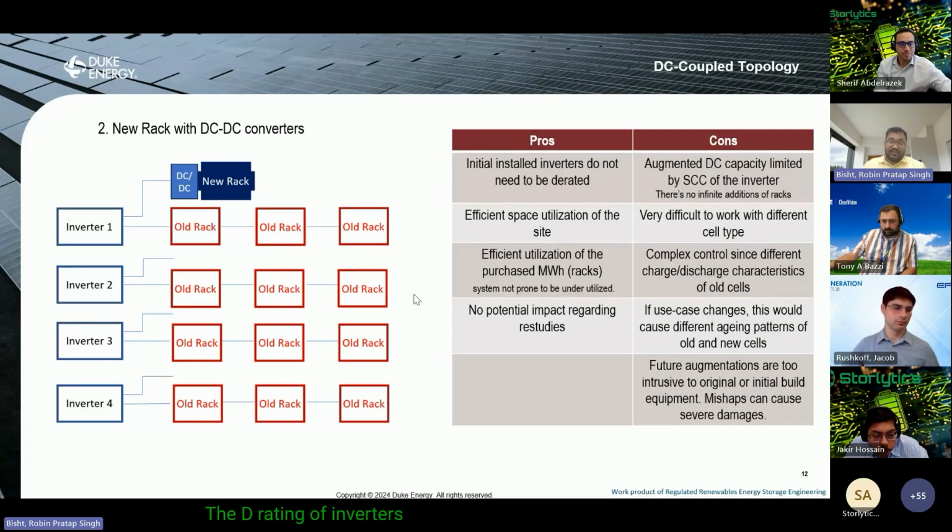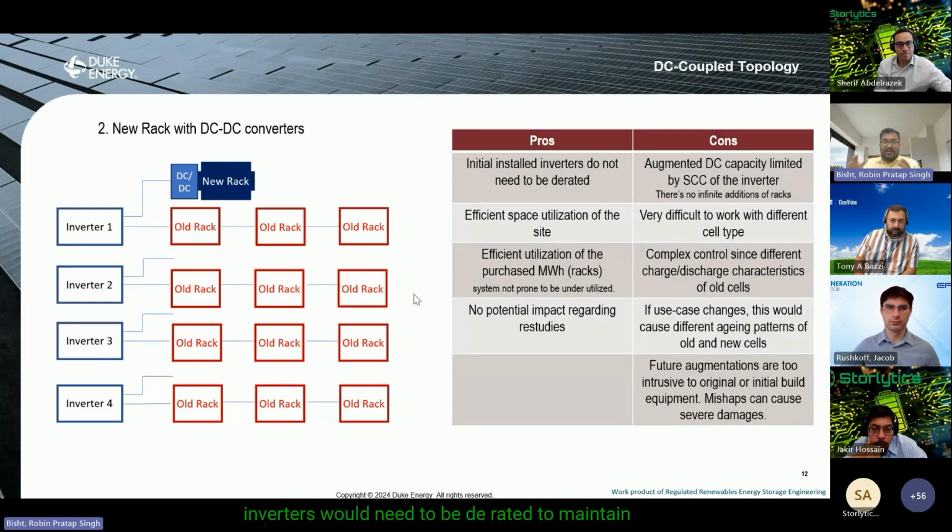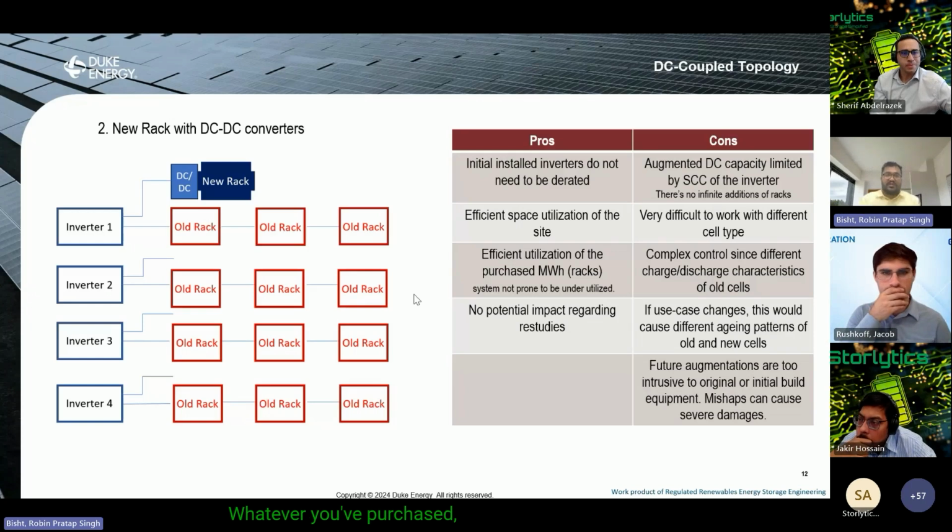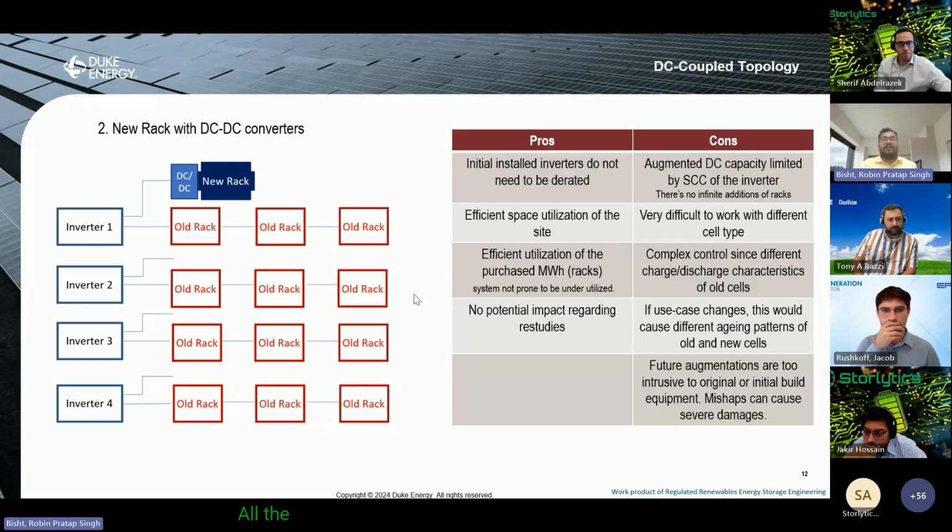The derating of inverters is another thing that you don't have to do, compared to AC augmentation, where if you're adding more inverters, the initial installed inverters would need to be derated to maintain the capacity. So DC augmentation basically lets you use the full potential of your inverters. That's one big bonus. And efficient utilization of your megawatt hours, right? Whatever you purchase, you can really squeeze out all the value from the megawatt hours installed, compared to an overbuild strategy and an AC augmentation strategy. So I think those are some of the advantages that I can think of.